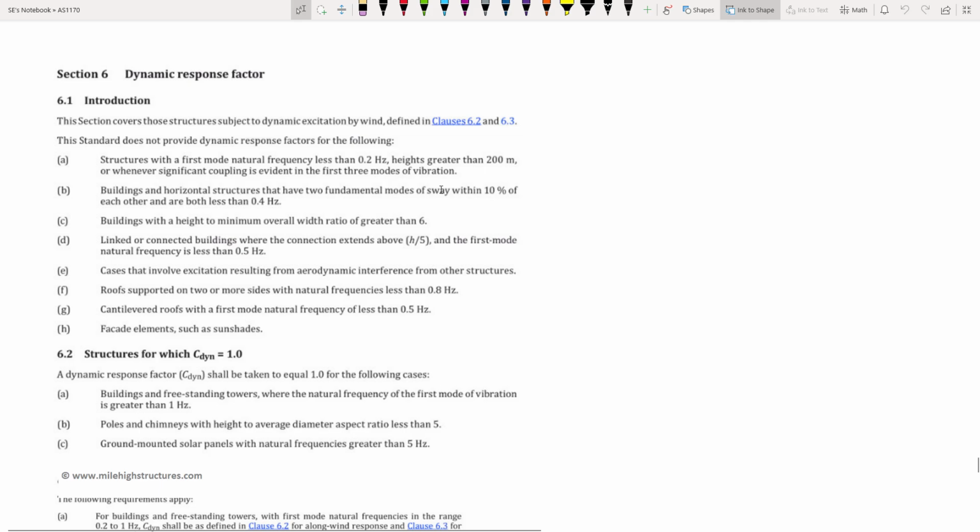Now in this lecture, we shall be discussing the dynamic response factor and how we can calculate that as per AS1170.2 2021. When we are dealing with the dynamic response factor, it is not that we have to calculate a dynamic response for all kinds of structures. We have to calculate the along and across wind response of structures which are only dynamically responsive or dynamically active.